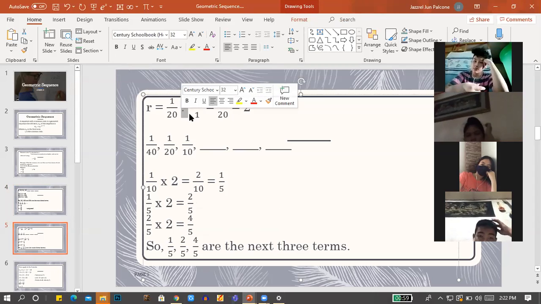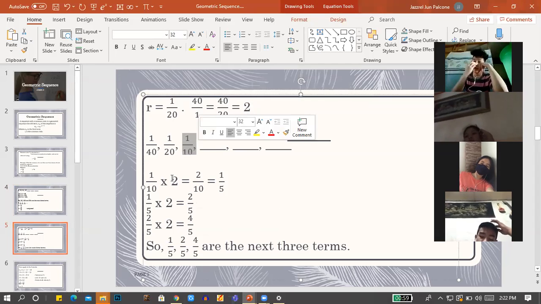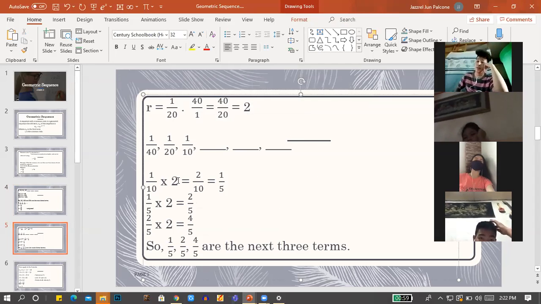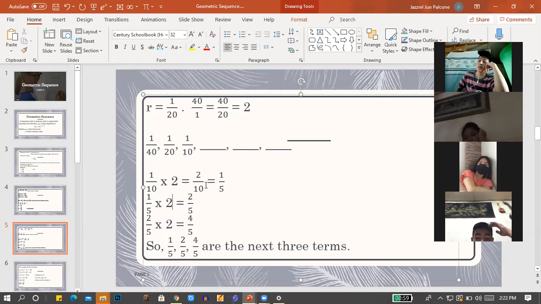So 1 over 20 times 40 over 1 is equals to 1 times 40 is 40 over 20 times 1 is 20. 40 divided by 20 is 2. After nyan, yung 1 over 10 times mo lang siya sa 2. 1 times 2 is 2 and then bawal mo siyang i-times yung 10 sa 2 kasi nga numerator sa numerator lang. Okay, so 1 times 2 is 2 over 10.